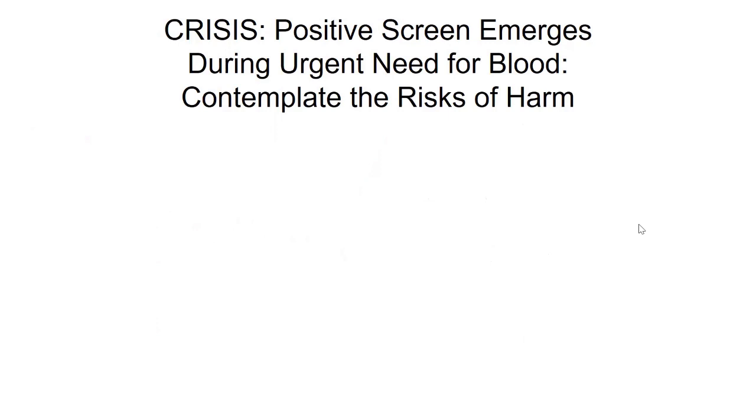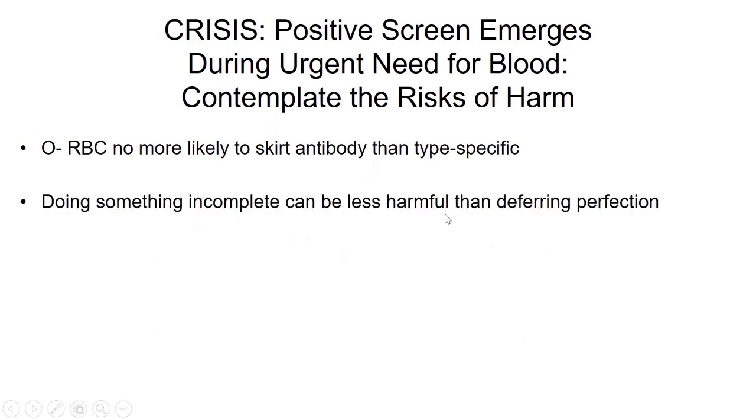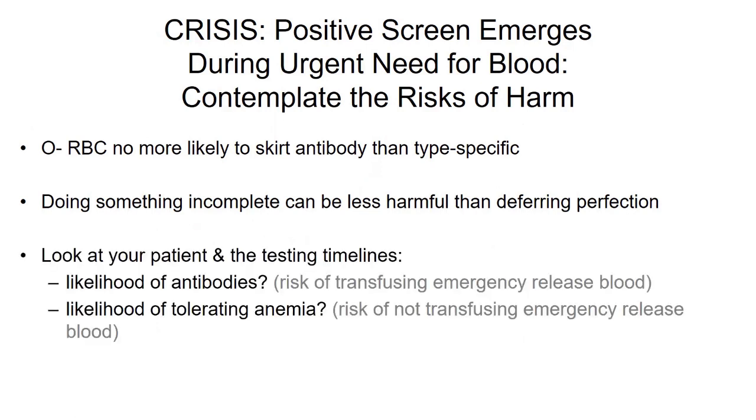Now, what if you have a positive screen emerging during an urgent need for blood? Well, you have to contemplate the risks of harm. An O-neg red cell may not be more likely to skirt an antibody than type-specific blood. So doing something incomplete can sometimes be less harmful than deferring perfection. You've got to look at your patient and the testing timelines. What are the odds of having antibodies? That's going to relate to the risk of transfusing emergency released blood versus what is the likelihood of tolerating the anemia, which is going to speak to the risk of not transfusing that emergency release unit.